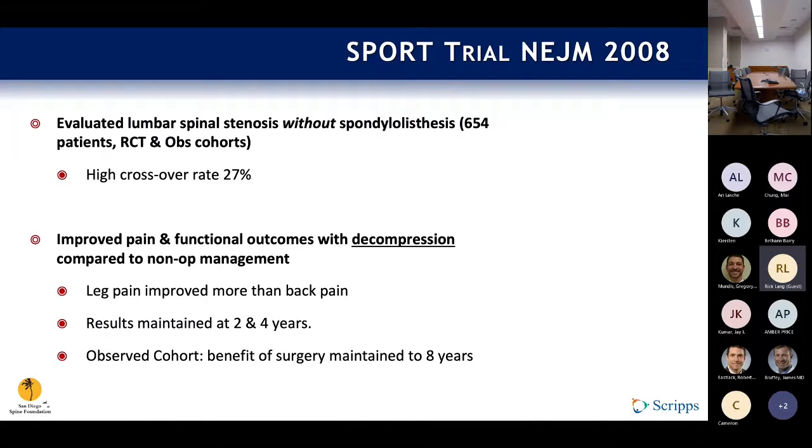They found that surgery compared to no surgery had increased or improved pain and functional outcomes with a decompression compared to non-operative management, and that was sustained at 2 and 4 years. And then they've actually done that out to 8 years and shown in the observed cohort that the benefit of surgery was maintained out to 8 years, with improvement in leg pain more than back pain demonstrated in the surgical contingent.